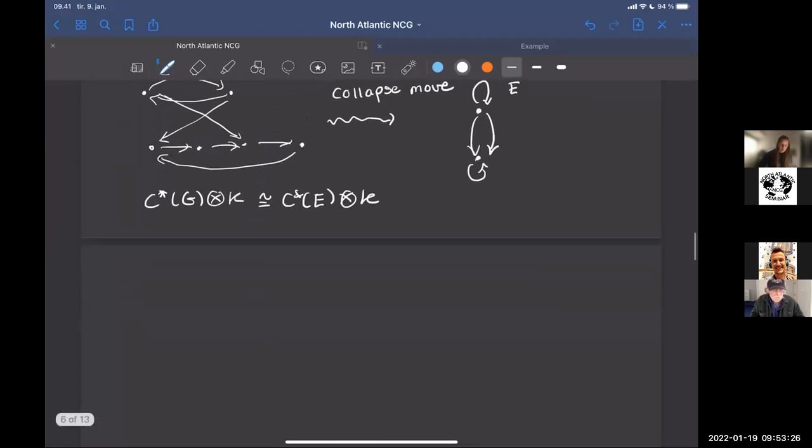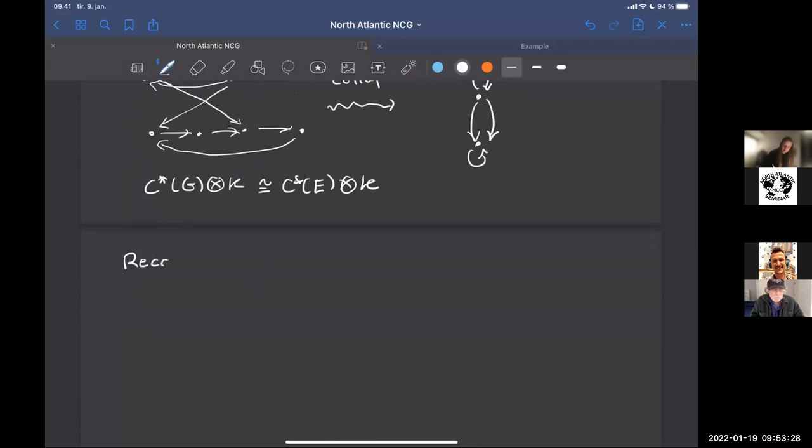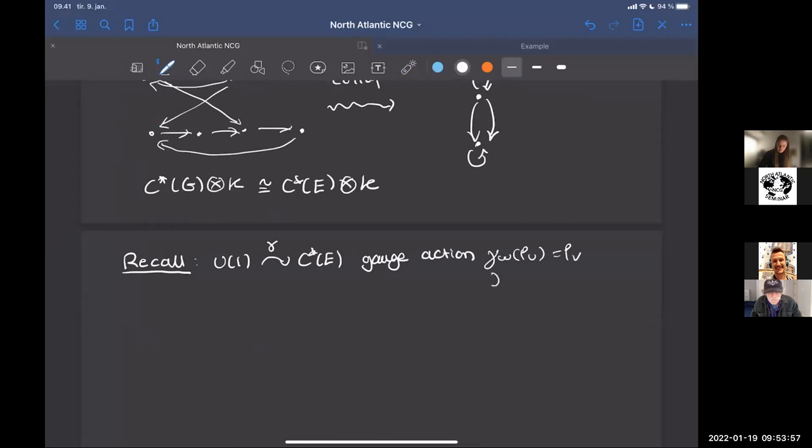So now, before we move on, let me recall a few things about the ideal structure. First, let me remind you what the gauge action is on a graph C*-algebra. So now just take a general graph C*-algebra of E. Then we have this natural action of the circle called the gauge action, which maps p_v to just p_v, and the partial isometries s_e to w s_e for w in U(1).